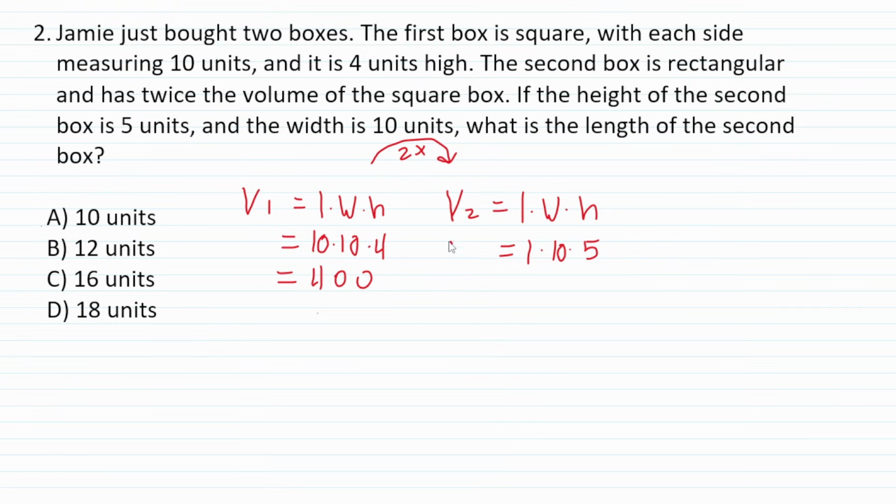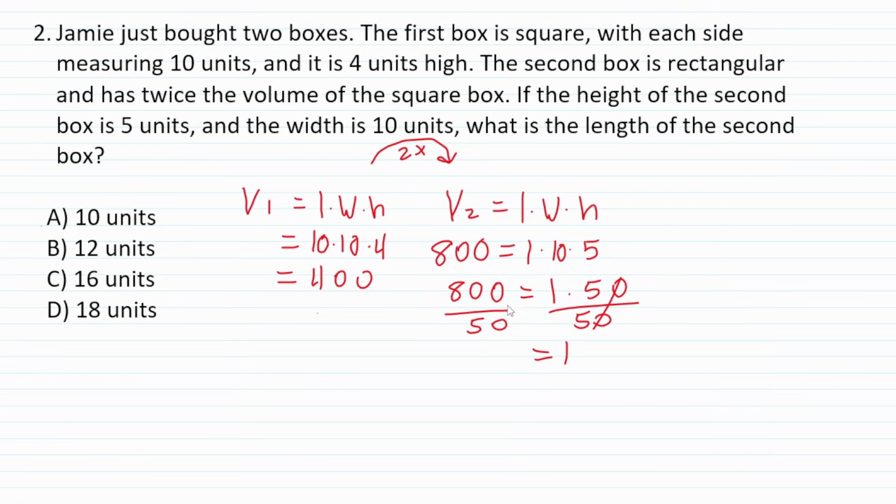400 times 2 is going to be 800. So all we have to do is solve this for length over here. Let's work this out. This becomes 800 equals length times 10 times 5, which is 50, of course. Divide both sides by 50 to get length by itself. This crosses out, leaving you with length over here.